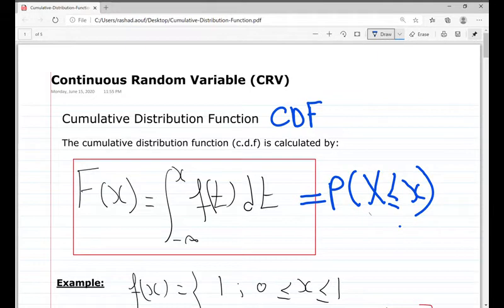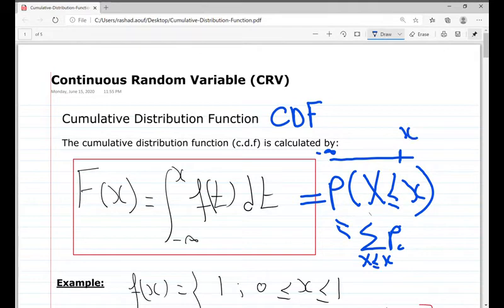In the case of a discrete random variable, it's equal to the summation of all p_i for x_i less than or equal to x, for all the values less than x. This is for a discrete random variable. However, in the case of a continuous random variable, we replace the summation by the integration of f(t) dt between minus infinity and x. Since it's all values less than x, it goes from minus infinity up to x.